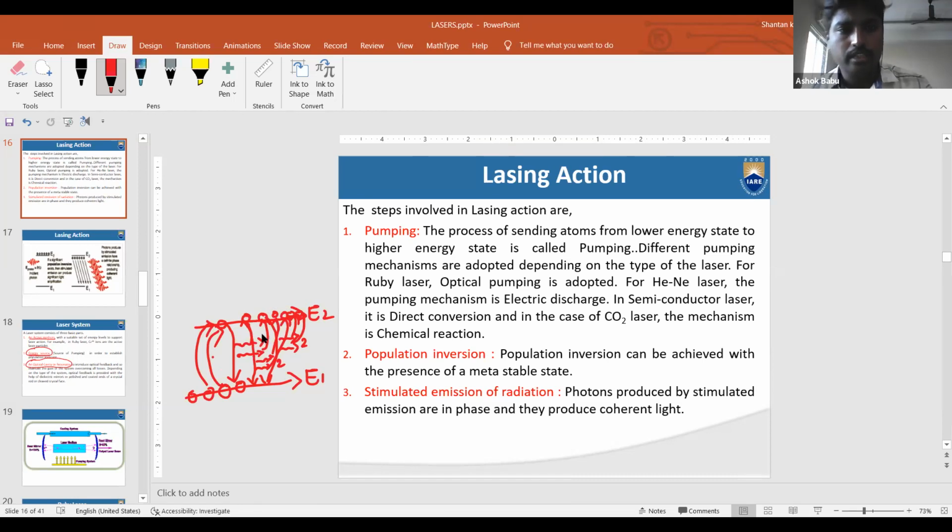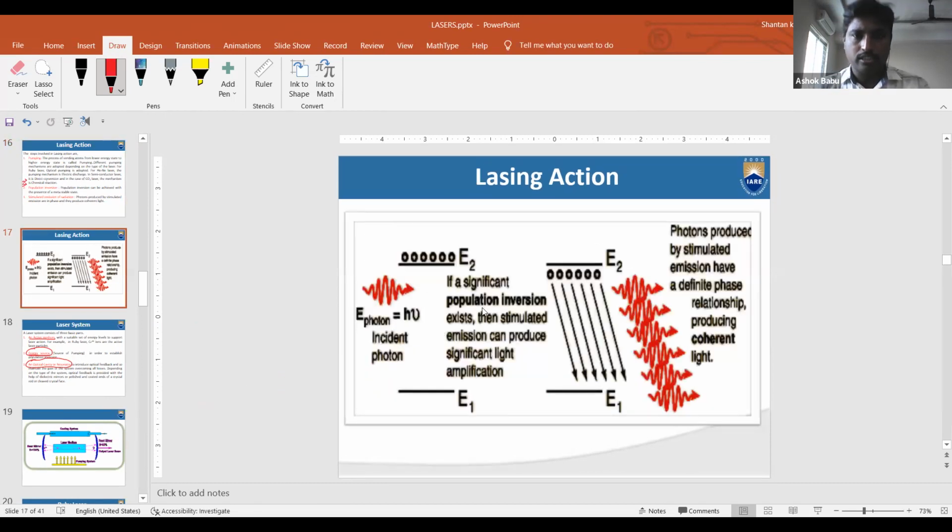In the cascade process, the photon energy becomes intense. After it is sufficiently intense, it converts into the laser beam. So that is the lasing action. That is called stimulated emission of radiation. If a sufficient population inversion exists, then the stimulated emission can produce significant light amplification. So 1 is converting into 2, 2 into 4, 4 into 8, 8 into 16. Like a cascade process, the energy becomes intense. So that energy finally converts into the laser light.